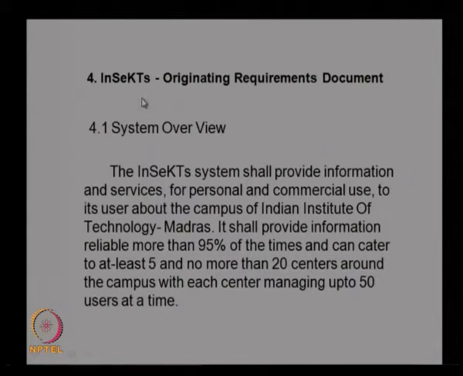So various requirements like general requirements and the specific requirements, and then we identified the various scenarios and the input output requirements. So based on this, we can actually start writing the system originating requirements document, or the ORD. So in the ORD, we start with writing the system overview.